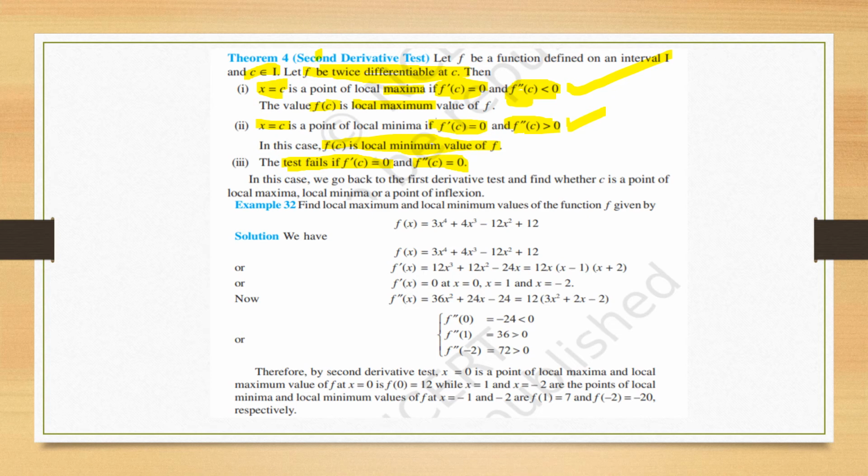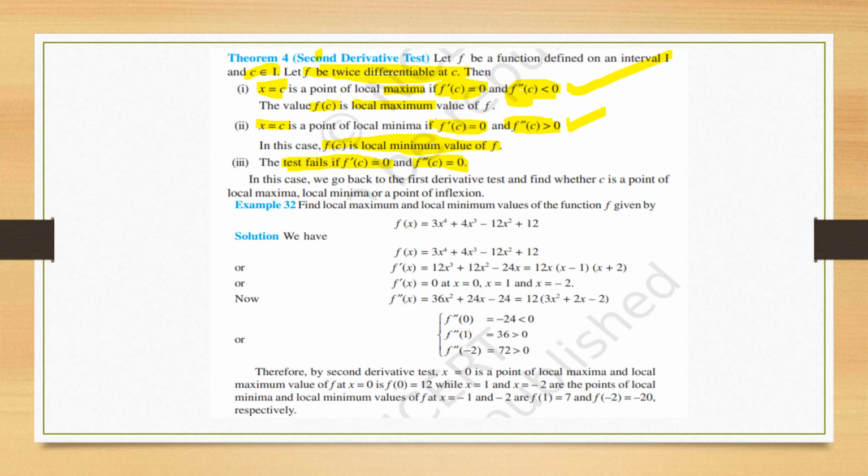So let us see a question. Find the local maximum and minimum values of the function f given by f(x) equals 3x^4 plus 4x^3 minus 12x^2 plus 12. Let us start the steps. Firstly, I'll find the first derivative, that is 12x^3 plus 12x^2 minus 24x. Taking 12x common, it is 12x into (x minus 1) into (x plus 2).